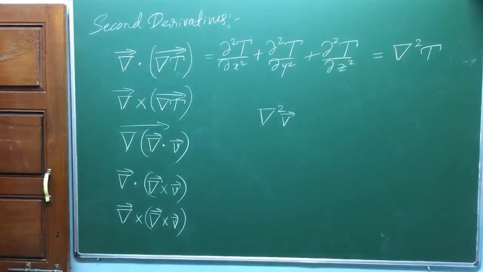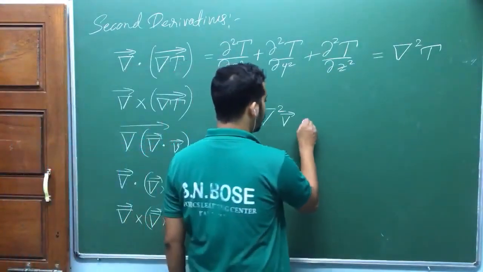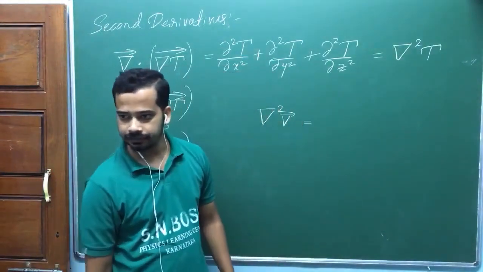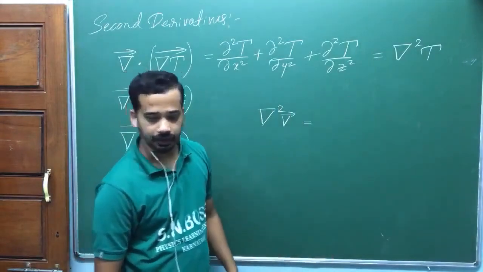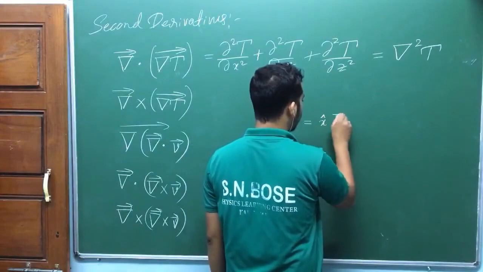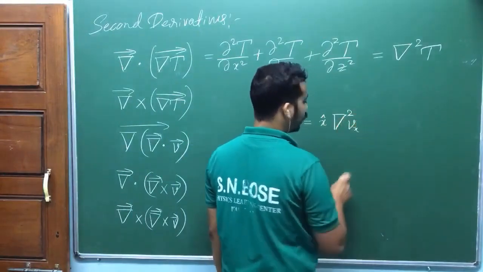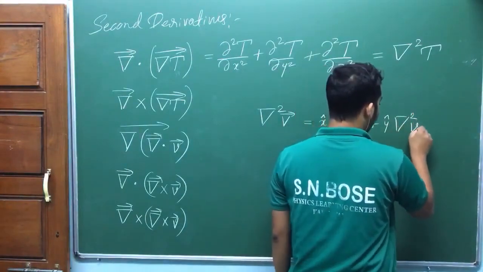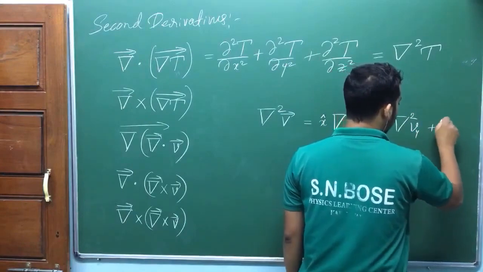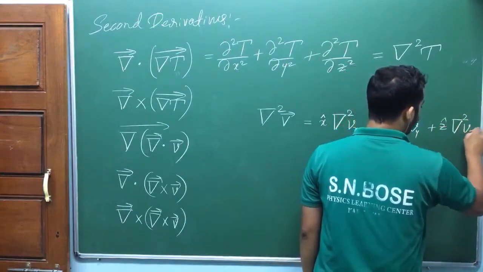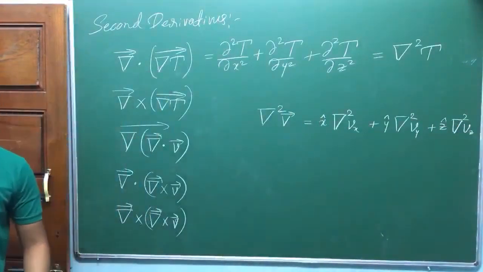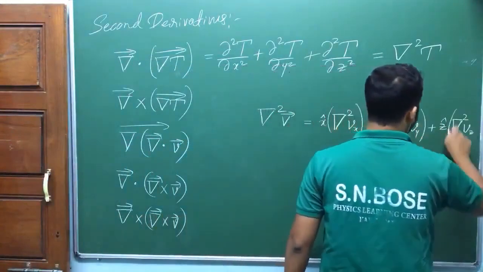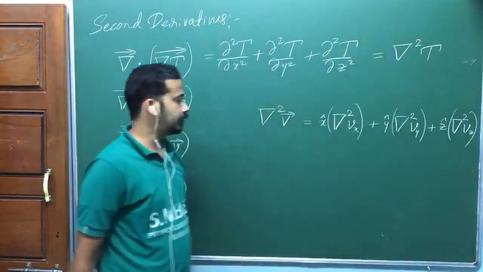Is that okay? So Laplacian of a vector field means, look at here, a vector field is described by three scalar fields, isn't it? Vx, Vy, Vz, isn't it? So this means x cap into Laplacian of the x component of the vector field, plus y cap into Laplacian of the y component of the vector field, plus z cap into Laplacian of the z component of the vector field. Is that okay? Can you put some brackets here? After defining this one, we can define it like this actually.